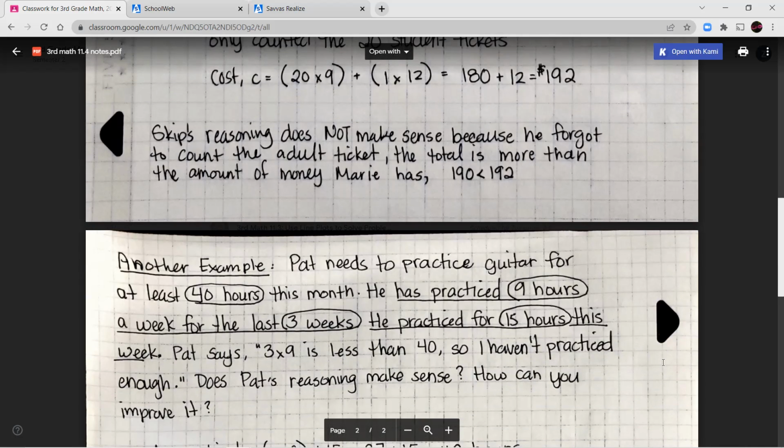Pat needs to practice guitar for at least 40 hours this month. He's practiced 9 hours a week for the last 3 weeks, and he practiced 15 hours this week. Pat says that 3 times 9 is less than 40, so I haven't practiced enough yet. Does Pat's reasoning make sense? How can we improve it?